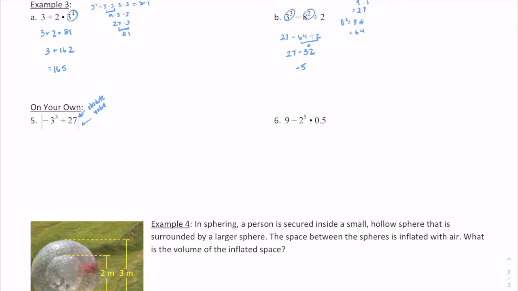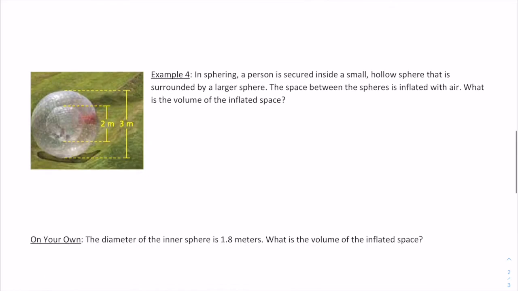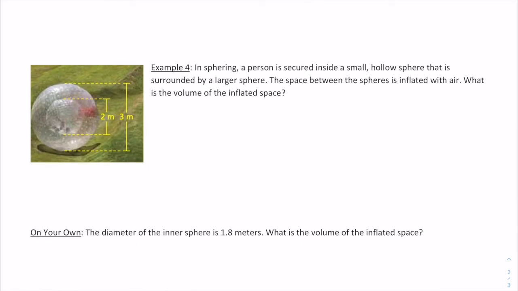All right, last example. In sphering, I didn't know that was an actual thing, but I guess it is. A person is secure inside a small, hollow sphere that is surrounded by a larger sphere. Okay, I don't think I would ever want to do this because I do not like to be enclosed in small spaces. Anyways, the space between the spheres is inflated with air. What is the volume of the inflated sphere?